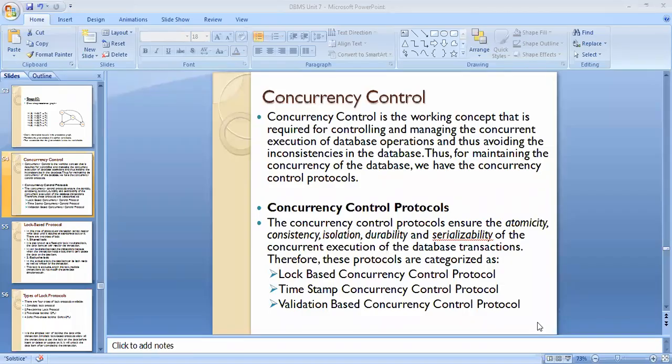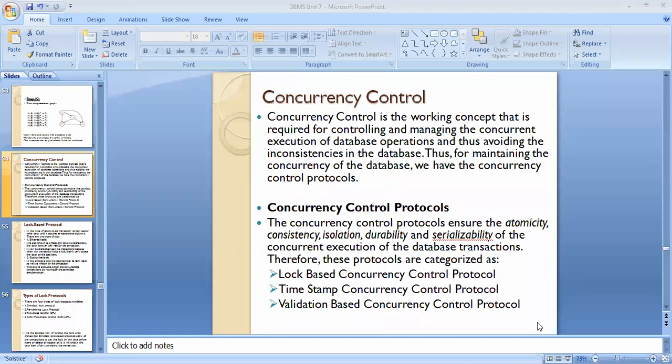In last sessions, we started concurrency control. In that, we saw the log-based concurrency control protocols. So what is concurrency control? Concurrency control is the working concept required for controlling and managing concurrent executions. We already learned what concurrent executions are. So to control those concurrent executions, we require concurrency control protocols.